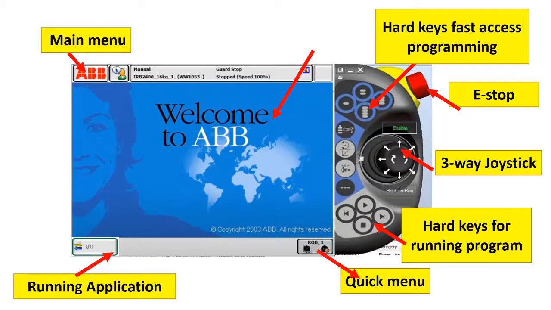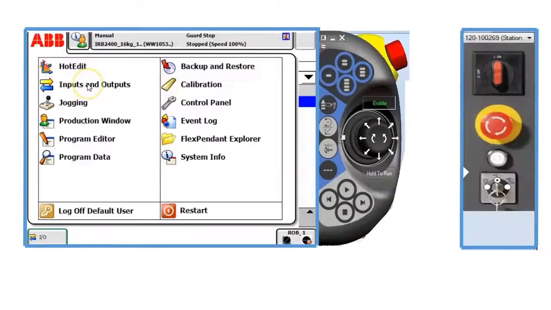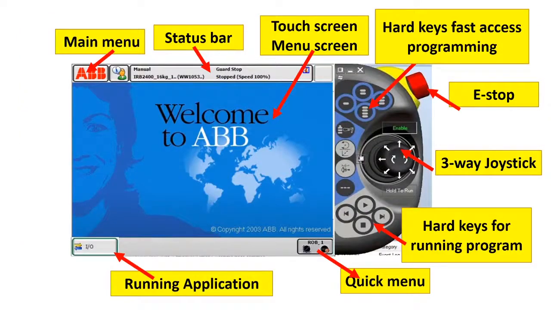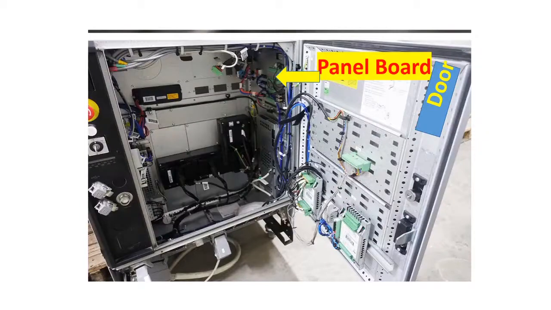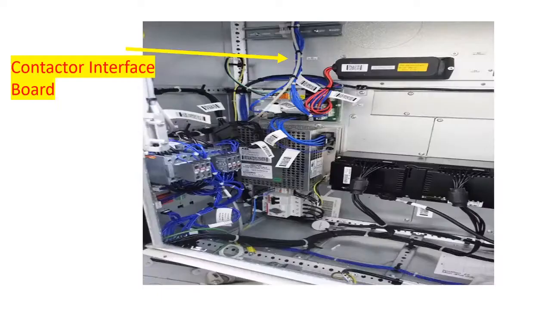The pendant provides the operator the ability to program and remotely control the robot motion. Essentially, a robot consists of two elements, a touch pendant and a robot controller. And the robot controller is the brain of the robot. It can also network to other systems so that the robot can work together with other robots and machines.